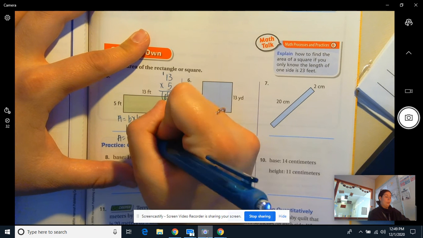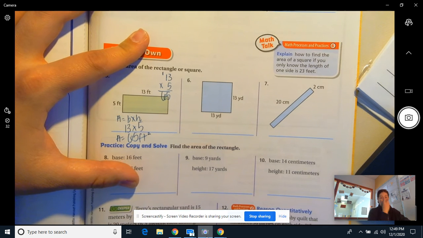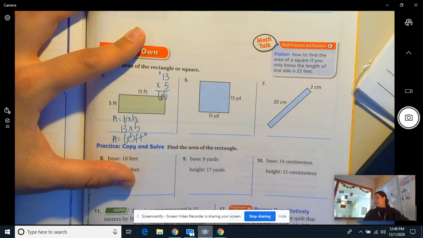Feet. Feet what? 2. Squared. Okay. If you would like to answer number 6, I need you to comment with a 9 in the chat.